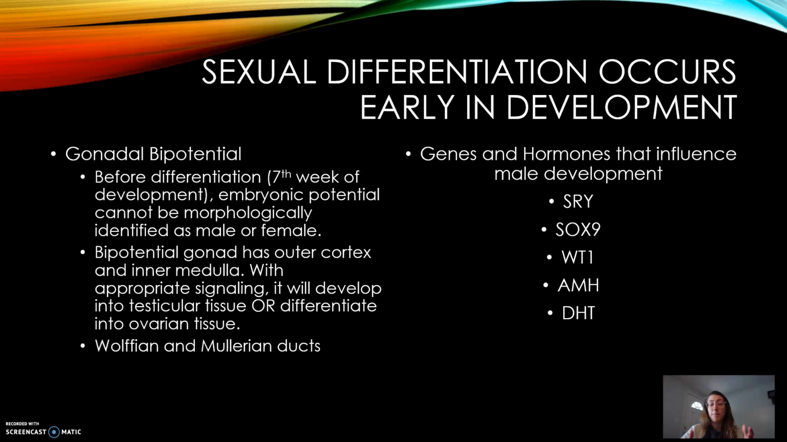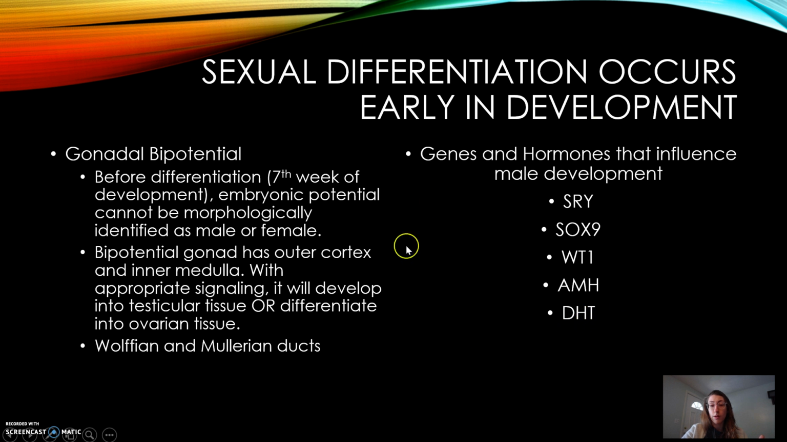The bipotential gonad has an outer cortex and an inner medulla, which is similar to a lot of other organs that we've seen in the body, such as the kidneys, where we have the adrenal cortex located there. Given the appropriate signaling and development, these bipotential gonads can develop either into testicular tissue or differentiate into ovarian tissue. And this basically occurs with interactions with the Wolffian and the Müllerian ducts.